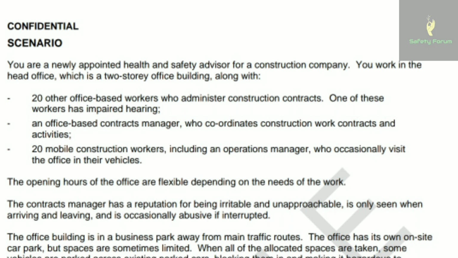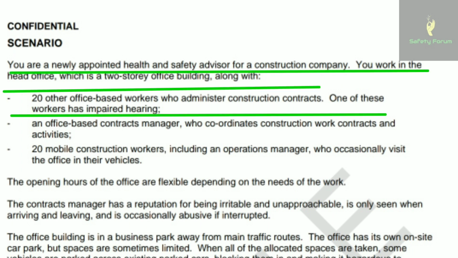So coming to our sample paper, now you can see a very big scenario is explained in the question. As I said, communication is very important. You have to read the question very properly. You have to understand it. Then only you can write the answers for the task. So I will read it out for you. They are saying you are appointed as a health and safety advisor in a construction company. You work in a head office, which is a 2-storey office building, right? They are saying you have 20 other office-based workers who administer the construction contracts.